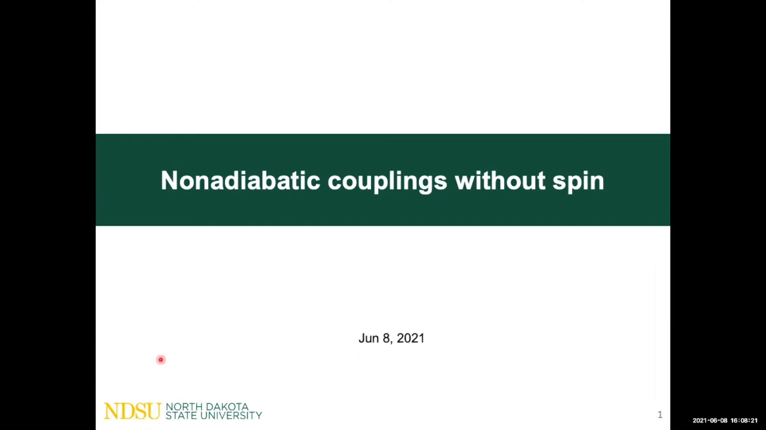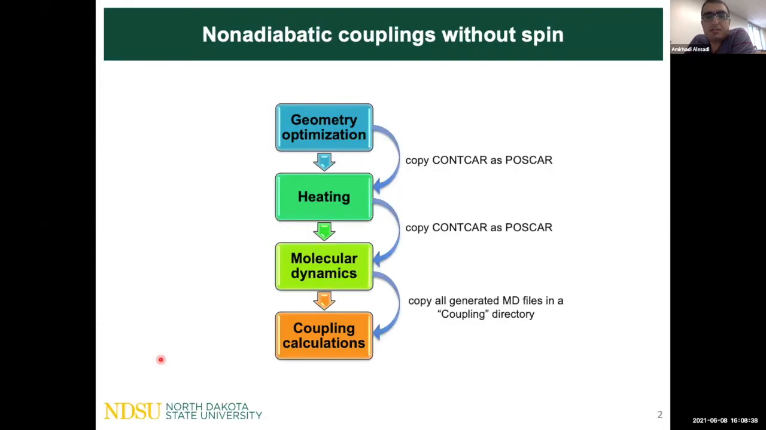So, in the next few slides, we want to talk about how to do non-adiabatic coupling without a spin, mostly in the VASP software and the Cori. Can you hear me? At least I can. Okay. Yeah, for non-adiabatic coupling, this is the process that we should go forward.